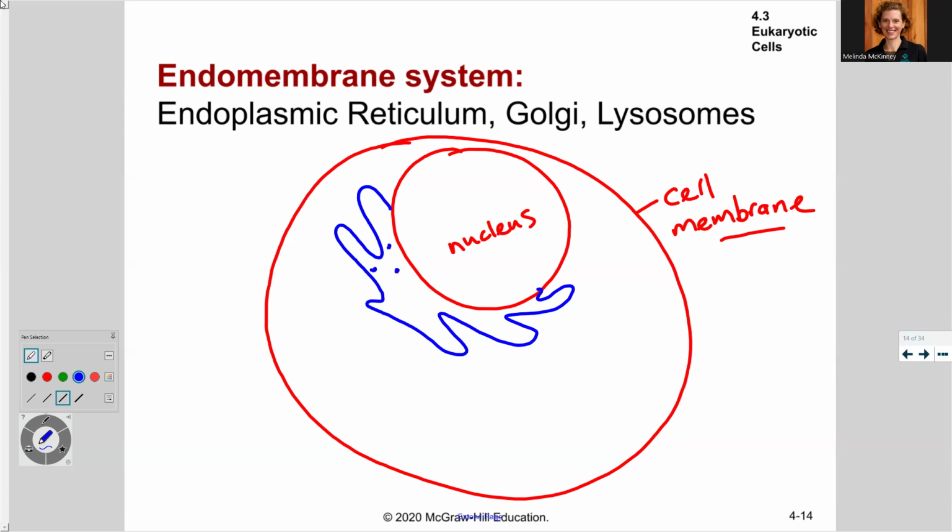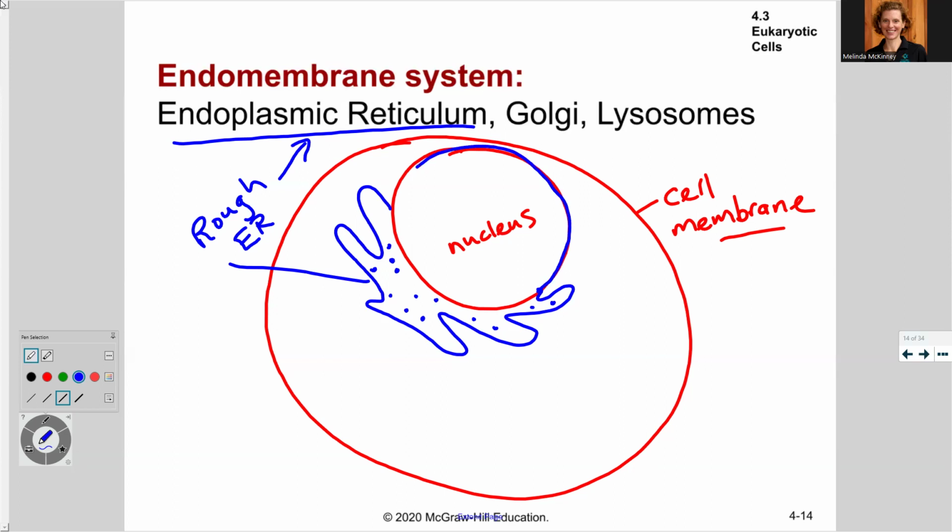Some of that has these studded ribosomes on it, which is why it's going to be called rough. So this is the rough endoplasmic reticulum. And I'm just going to abbreviate ER. You should write it out, but just because of the pen and time, I'm just going to point there. That's continuous with the nucleus. So the membrane actually is connected to the nucleus. Okay? So things can travel from the nucleus in here.